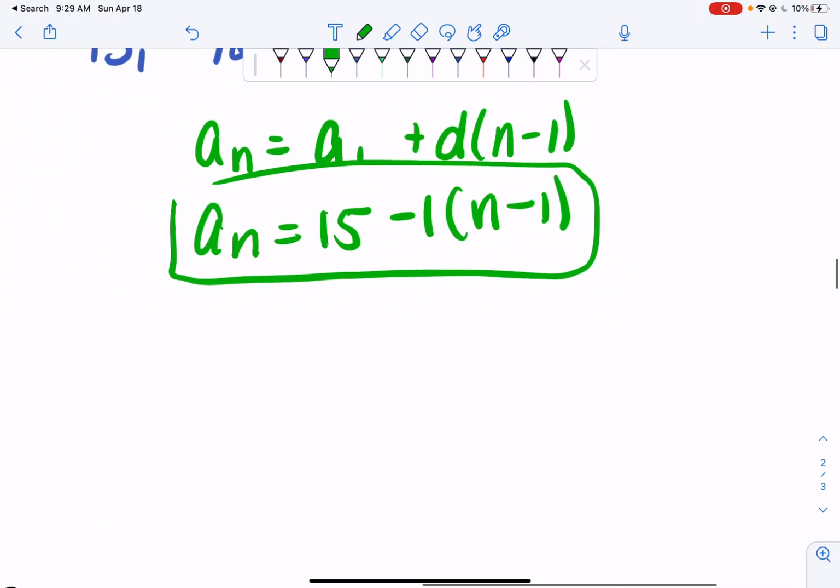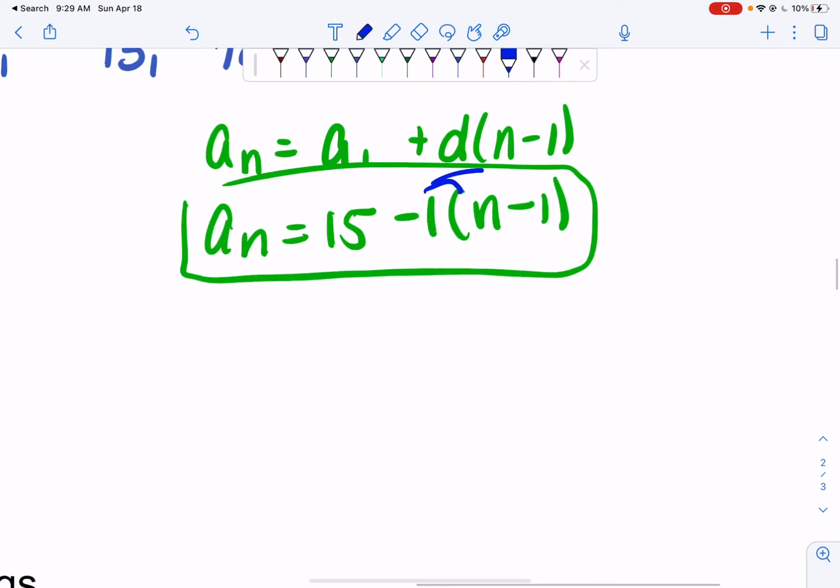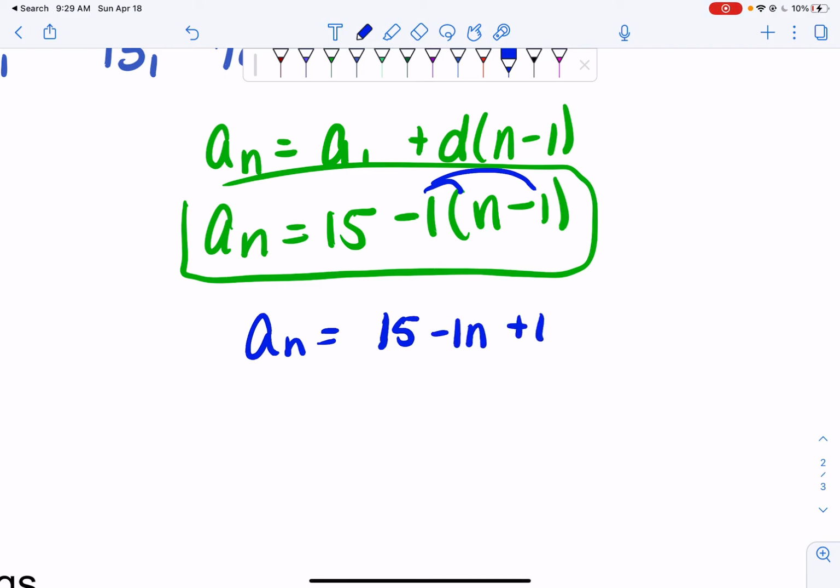I'm going to simplify just so you can see the practice. So I get a sub n equals 15. I distribute that -1 to my n and my -1, and I get minus 1n plus 1, because -1 times -1 is 1. Combine your like terms, and I get a sub n equals -1n plus 16.